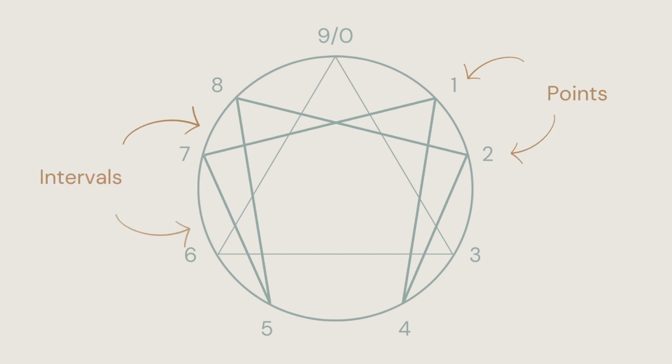Lastly, we have the points, where the lines intersect the circle, and the spaces between the points are referred to as intervals. Each point represents a key decision or commitment that needs to be made in order to move forward, and the interval represents all the obstacles we must face in order to make that decision.